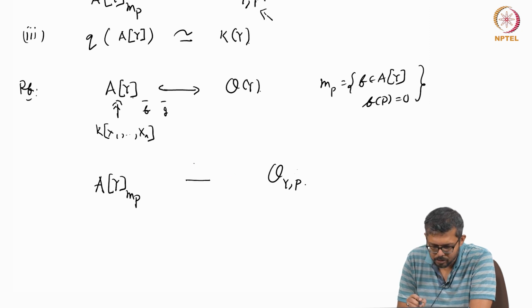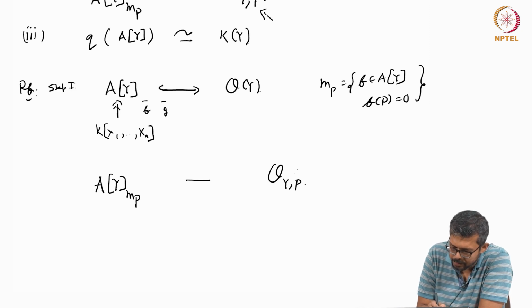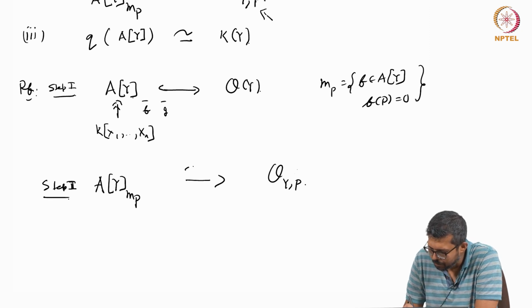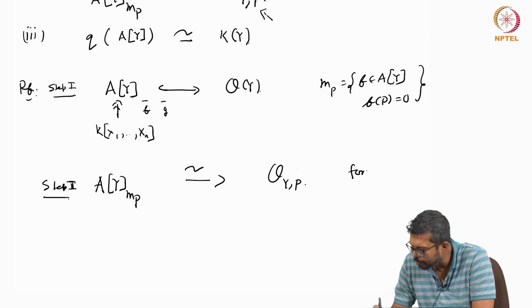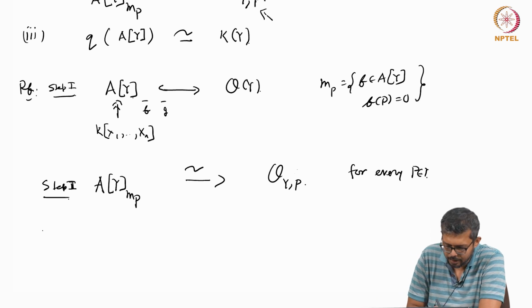So this is step 1. You check like this. Then you prove that step 2 is this: this is an isomorphism for every p belongs to Y.